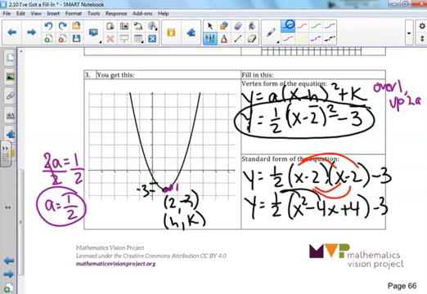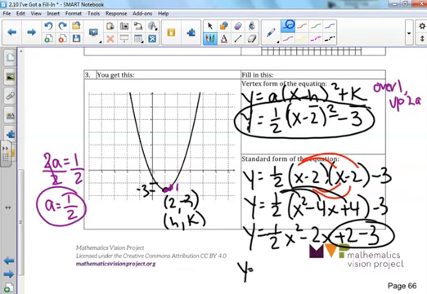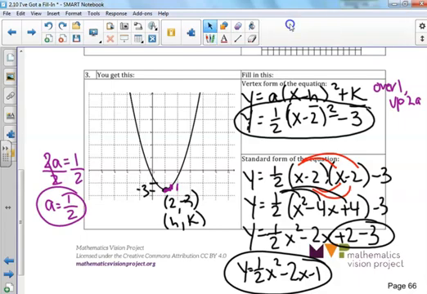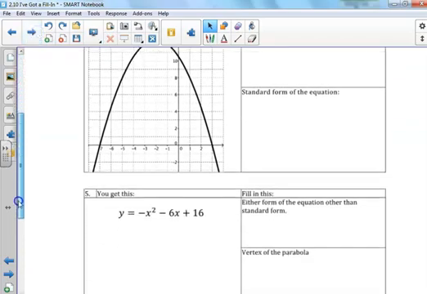Then we're going to distribute our 1/2 to everything in parentheses. We'll get 1/2 x² − 2x + 2 − 3. Let's now combine these like terms on the end, and our standard form would be y = 1/2 x² − 2x − 1. So we've now come up with the vertex form of the equation as well as the standard form. I'd now like to take a look at number 5.